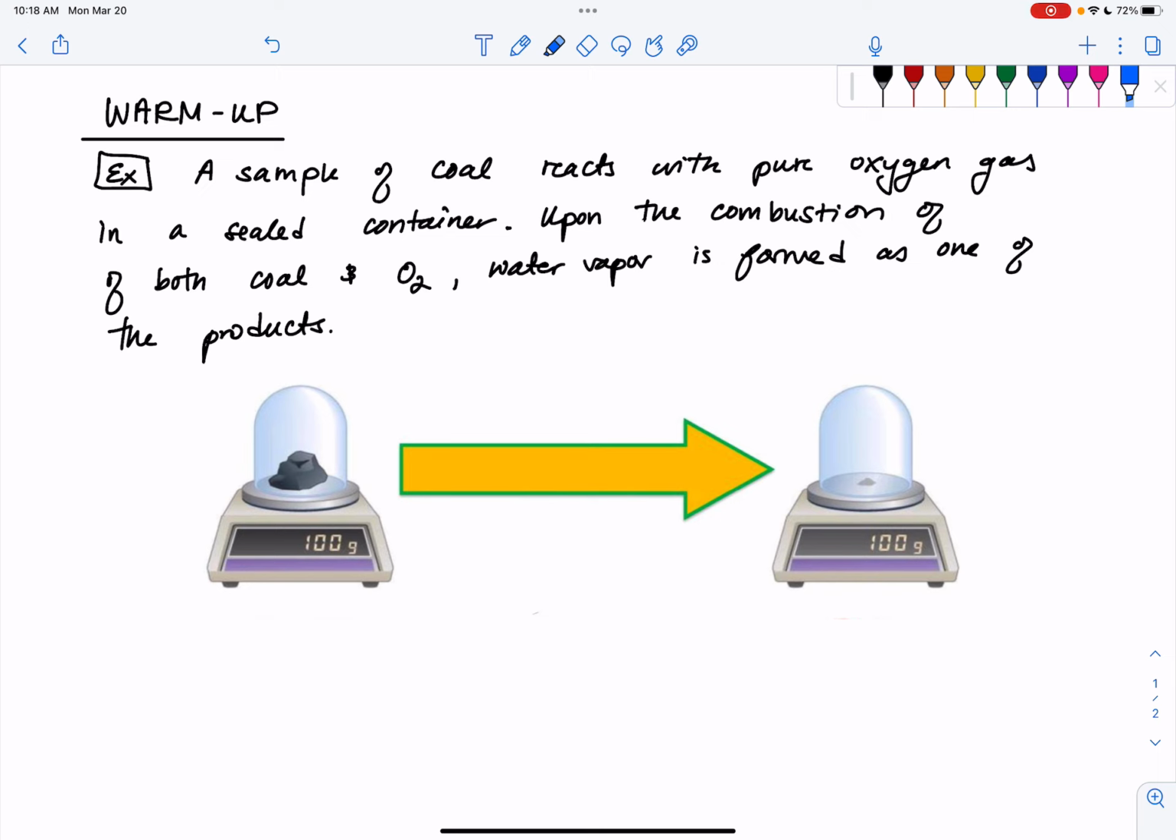So here I've given us an example where we have a sample of coal that is reacting with pure oxygen gas in a sealed container. So we've got this sealed container that contains a sample of coal right here, surrounded by pure O2. Upon the combustion of both coal and oxygen, water vapor is formed as one of the products. So here we have the reactants, or at least our conditions pre-reaction. And here we have our products.